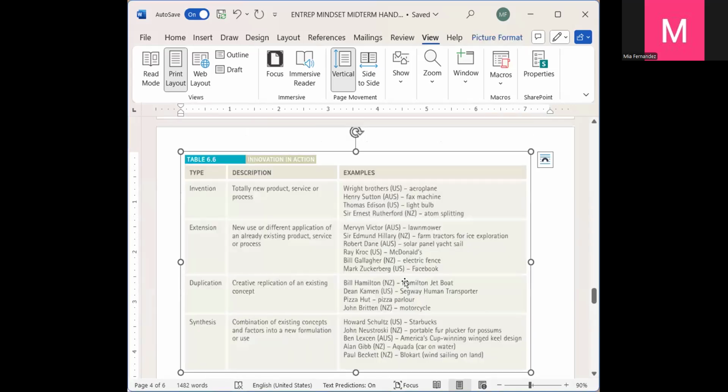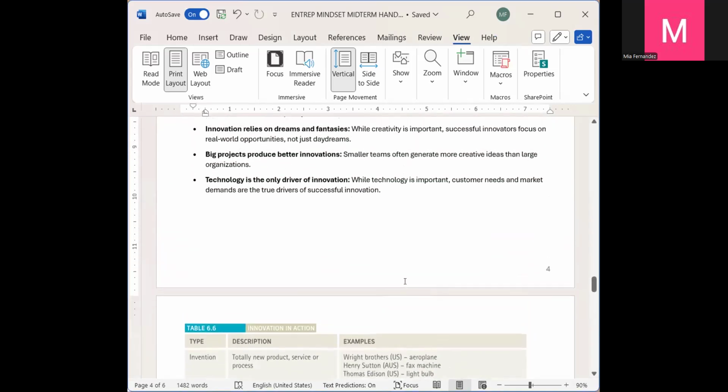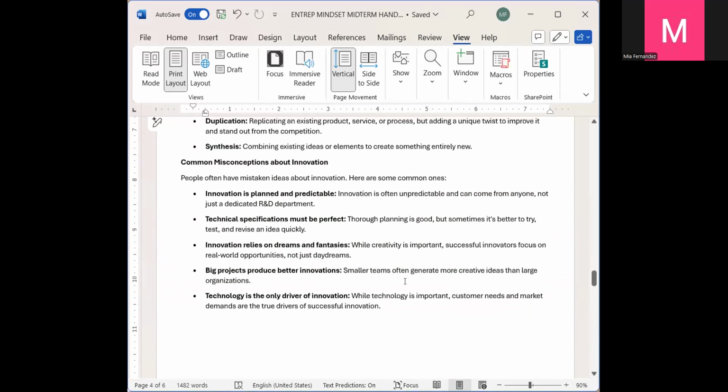Now, there are some common misconceptions about innovation. One is that innovation is planned and predictable. Actually, it's not. Innovation is often unpredictable and can come from anyone, not just a dedicated R&D department.